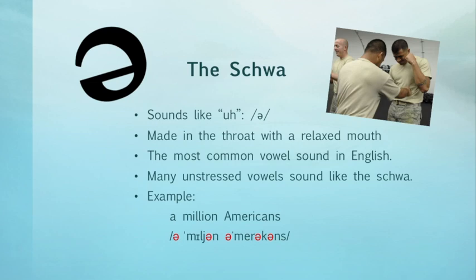And it's actually the most common vowel sound in English. So even though it's not one of our five vowel letters, A, E, I, O, U, many unstressed vowels in English sound like the schwa. So to give you an example, in the phrase a million Americans, there are seven syllables, and the stressed syllables are mill and mare. So they have their full vowel sound there. But all of the other unstressed syllables just have the schwa. So we've got a million, a mare, a kins.